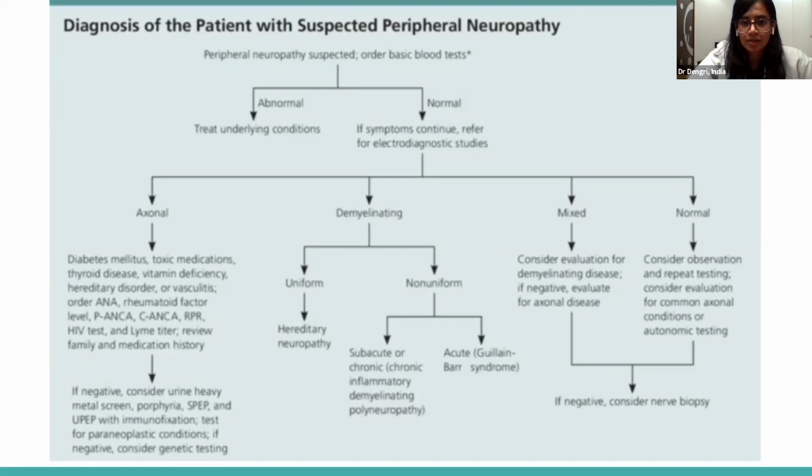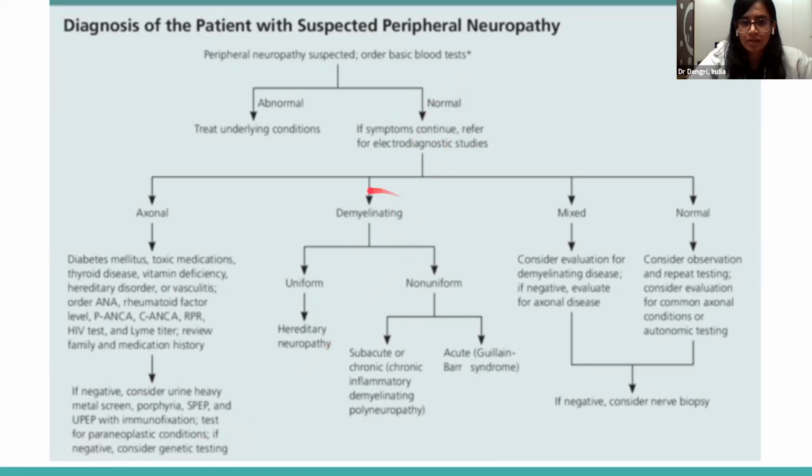If the NCV and EMG show an axonal pattern, then think about diabetes, toxins, thyroid, vitamin deficiency, hereditary causes, and vasculitis. Keeping this in mind, you will order an ANA, P-ANCA, C-ANCA, rheumatoid factor, RPR for syphilis, HIV, Lyme, and take a history of whatever medication the patient is taking and family history. If all of these tests come negative, then you will take urine for metal screening for porphyria, and you can also check for multiple myeloma. If everything is normal, then go for genetic testing.